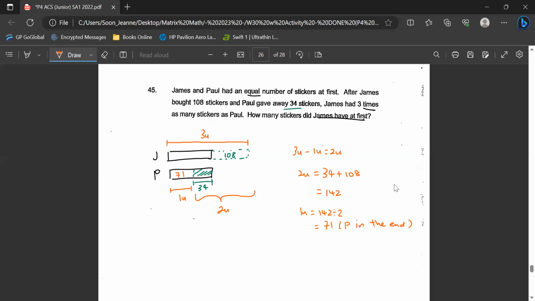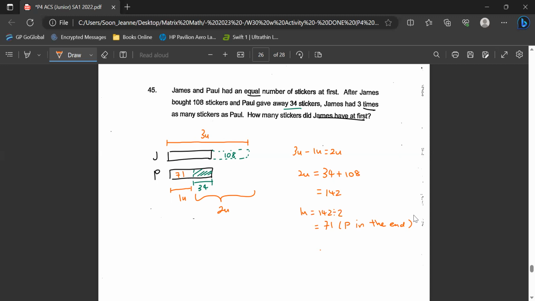If you can see James at first, it's very, very simple. So what we are going to do? Wait, let me see James at first. So James at first will be just 1 unit plus, wait, let me see. 142. How many did James have at first? So I'm just going to take James at first, which is here. So that means they are equal. Sorry, I was looking at other things.